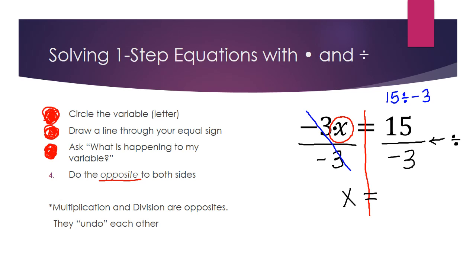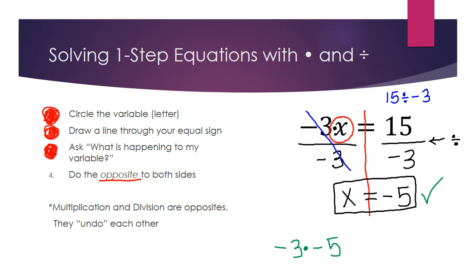15 divided by -3, since they're different signs, would be a negative, and 15 divided by 3 is 5. So you should get x equals -5. Just like with the problems last week, we can check our answer by plugging it back in. If I rewrote this problem so it was -3 times -5 instead of -3 times x, it should equal 15. Well, 3 times 5 is 15, and a negative times a negative is a positive, so we did it correctly.